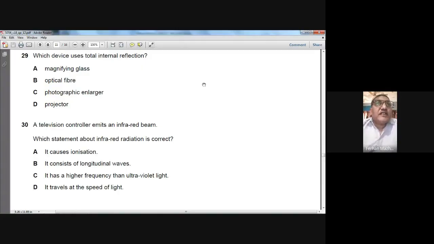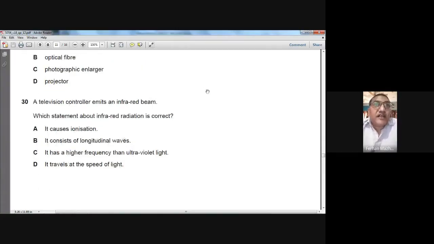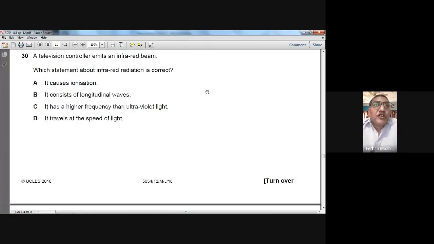Question number 30 is on your screen. A television controller emits an infrared beam. Which statement about infrared radiation is correct? It causes ionization. No. It consists of longitudinal waves. No. It has a higher frequency than the ultraviolet. No. It travels at the speed of light. Yes, it travels at the speed of light. So for question number 30, D is the option.